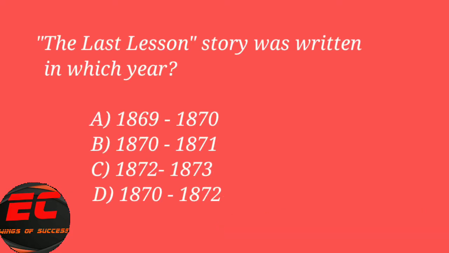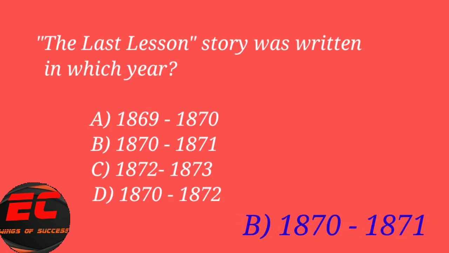Next, the last lesson story was written in which year? Option A, 1869 to 1870, B, 1870 to 1871, C, 1872 to 1873, D, 1870 to 1872. So now the correct option is option B, 1870 to 1871.